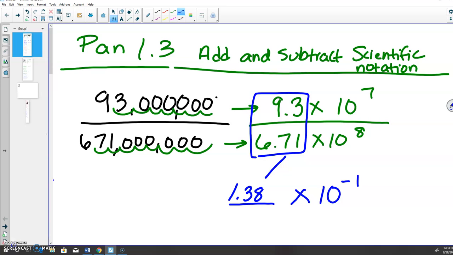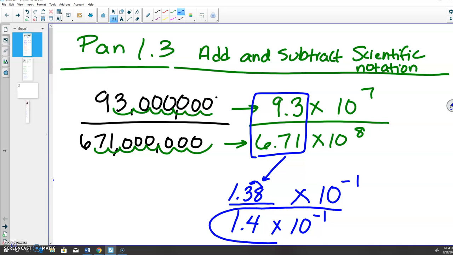So when you do this division problem, you got 1.3859... We're going to round it to the tenths spot. 8 rounds the 3 up to a 4. 1.4 times 10 to the -1. That would be their answer.